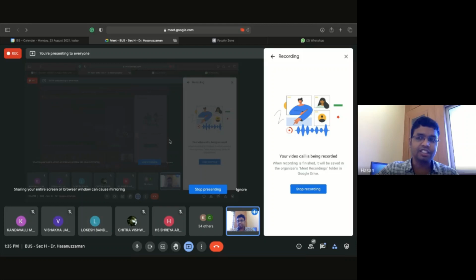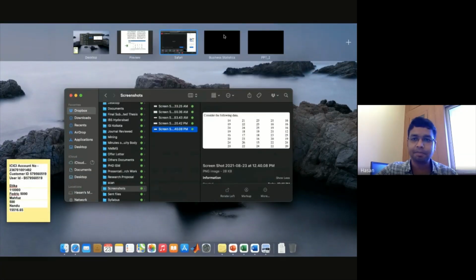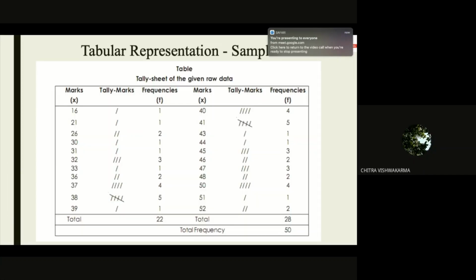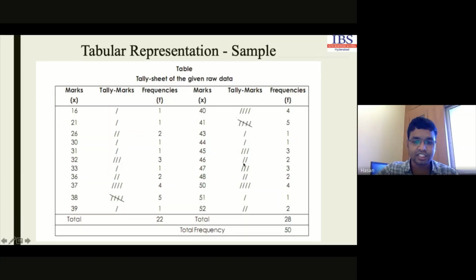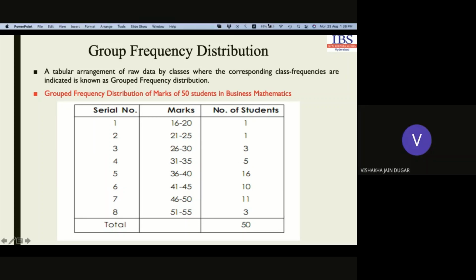So we have already discussed the simple representation of a table, and now we are discussing the group representation of data in a table, right? This is the data set we have already discussed, and in this we have created different groups. We have already done this. So how did we create the groups? We learned this one.